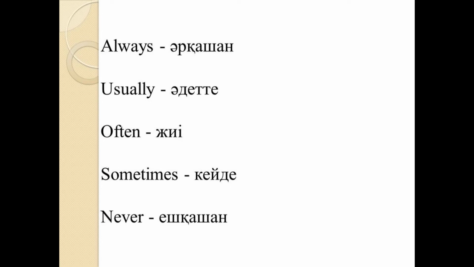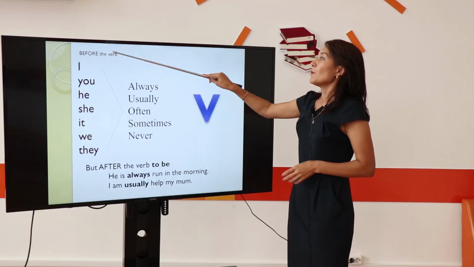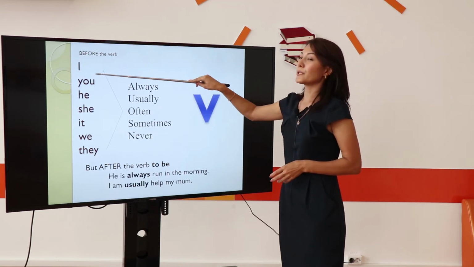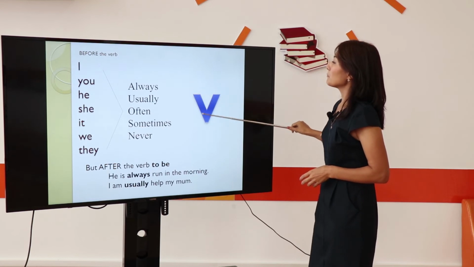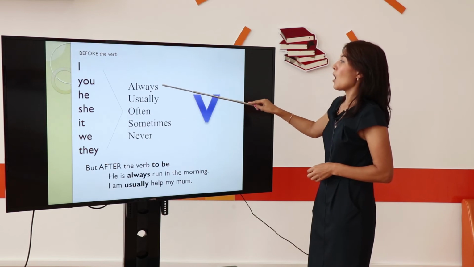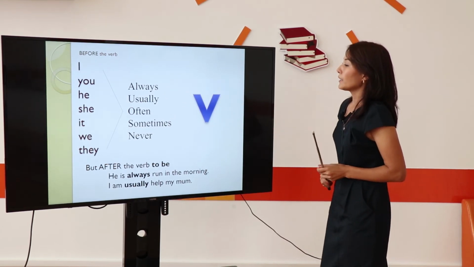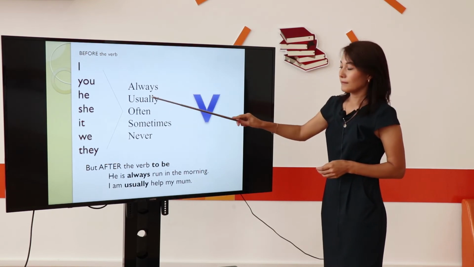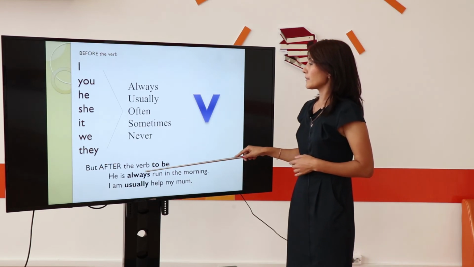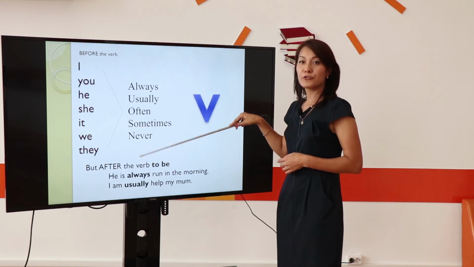Adverbs of frequency. How do we use them in a sentence? Before the verb. If we have a pronoun in first place, then before the verb we use these adverbs of frequency. Always, then verb. Usually, verb, yes? But after the verb to be. If our sentence has the verb to be, we use these adverbs of frequency after this verb.